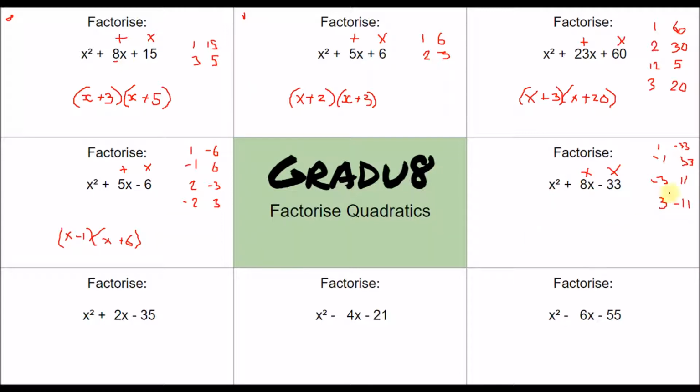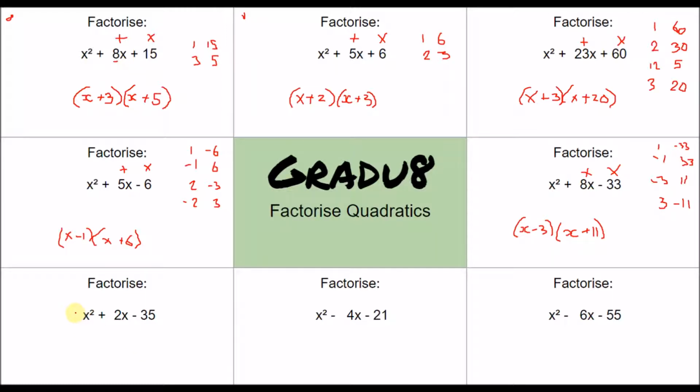Okay, which one of these adds together to make positive 8? Well, that's not going to work, is it? It's going to give me minus 32. That's going to give me positive 32. Minus 3, add 11, that is going to take me up to 8. So I've got x minus 3 in a bracket, and then I've got x plus 11. And like I said, all through those earlier examples, at any point at all, you can just expand your brackets and check your answer.